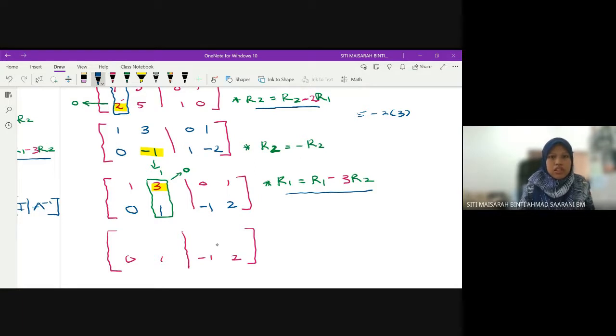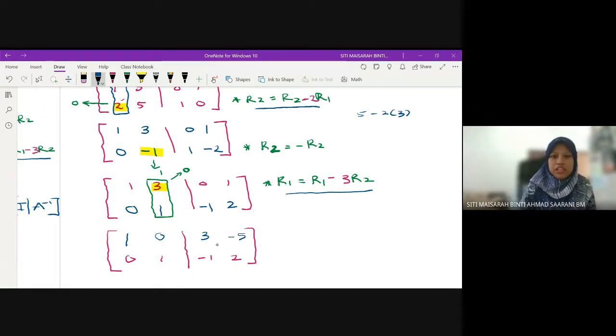So the first one, 1 minus 3 times 0. So this one is become 1. This one is become 0. Okay. And then the third element, 0 minus 3 multiply negative 1. 0 tolak 3 darab negatif 1. So kat sini akan jadi? 3. 3. Okay. And then the fourth position, fourth element ni, 1 tolak 3 darab 2. 1 minus 3 times 2. So 1 minus 6 become negative 5.